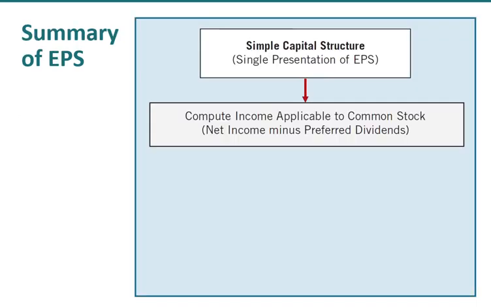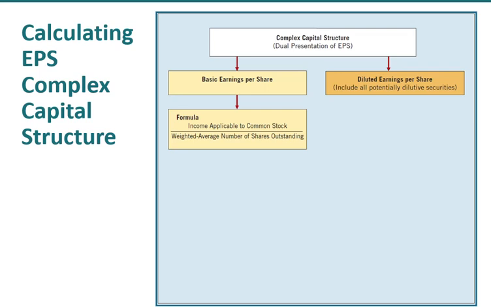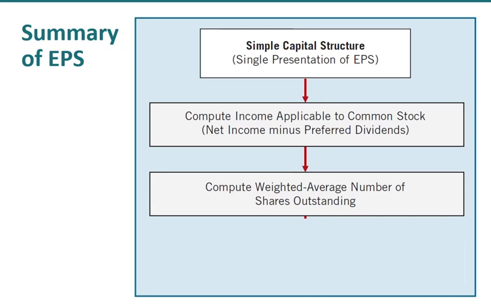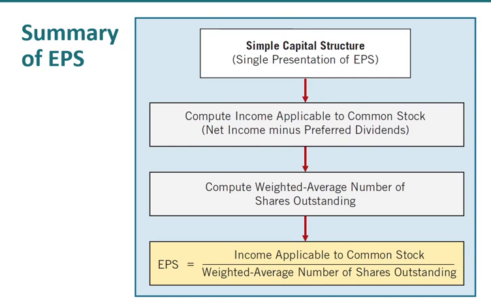For a simple capital structure, we begin by computing our net income available to common shareholders, and that's simply net income minus preferred dividends. And again, preferred dividends are only subtracted if they are paid or are related to cumulative preferred stock. Then we compute the weighted average number of shares outstanding, and finally, we simply take income available to common stock and divide it by our weighted average number of shares outstanding to get our basic earnings per share.